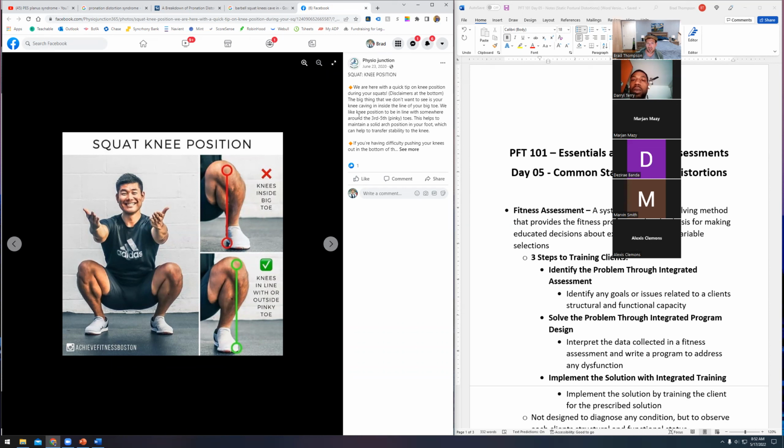So, I don't know if it's actually everybody's longest, but if this is your big toe, this is your second toe, we want it right between these two, because that's the middle, right? You can see two over here, one over here. It's the center of your foot. And that's where we want you to line up.